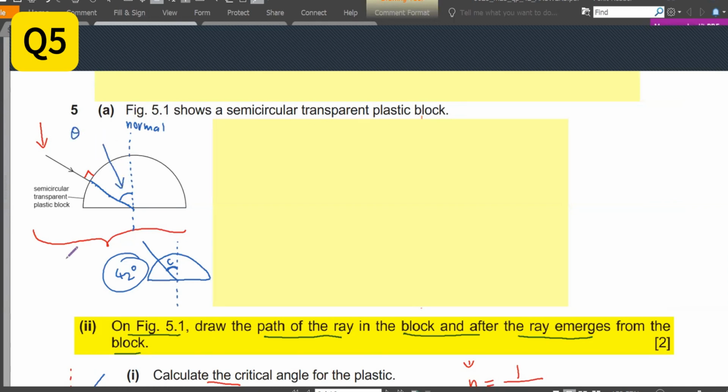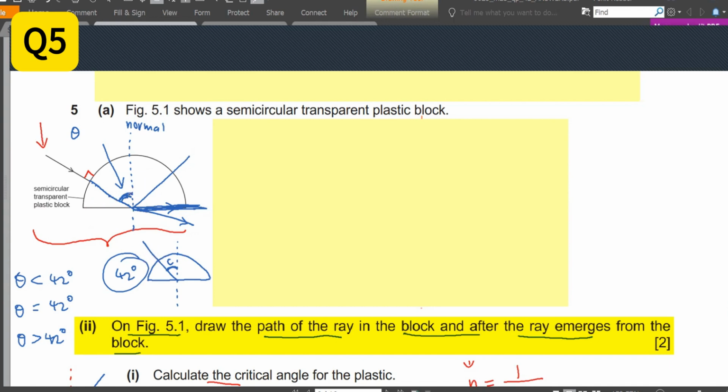Okay, we need to check this angle. If the angle is less than 42 degrees, we will have refraction. If the angle is equal to 42 degrees, it will be refracted parallel to the surface. If the angle is more than 42 degrees, more than the critical angle, then we will have total internal reflection. So when you try to answer the question, the first step is to measure this angle here.